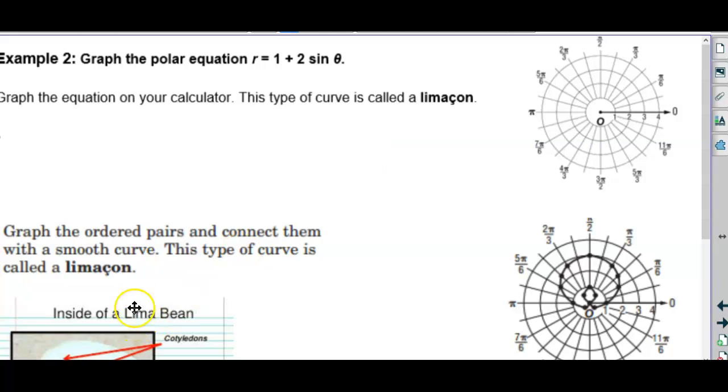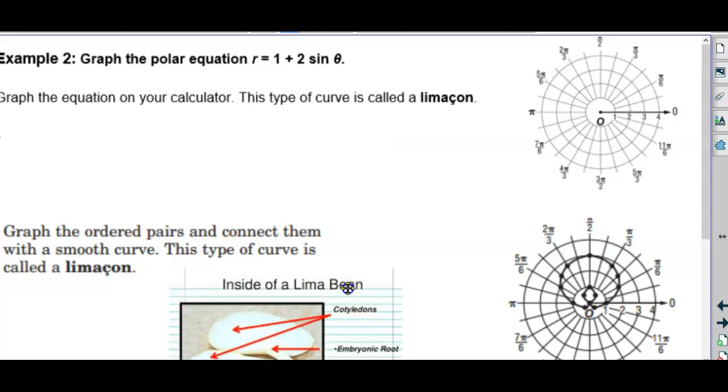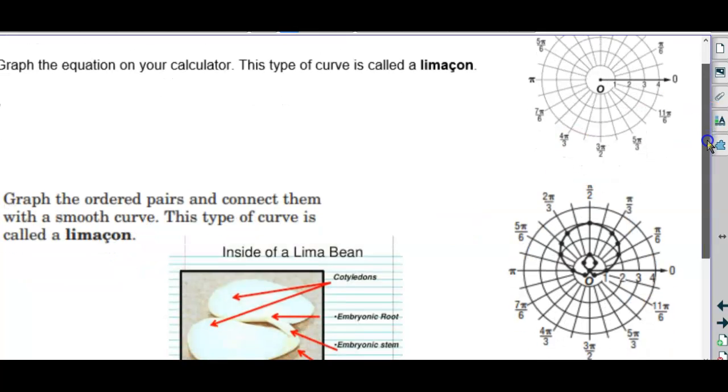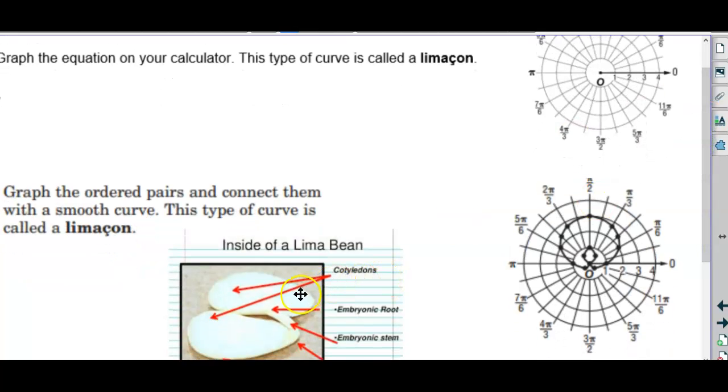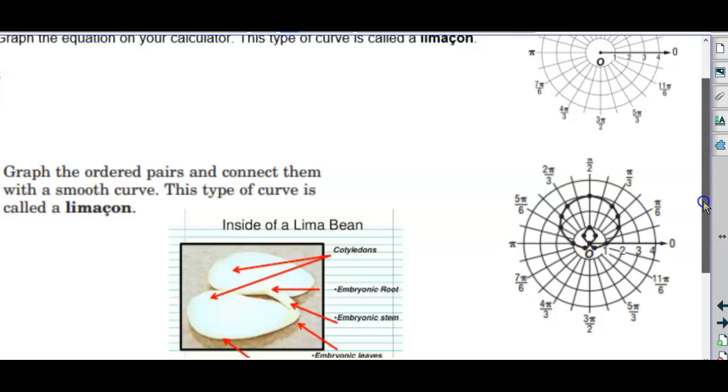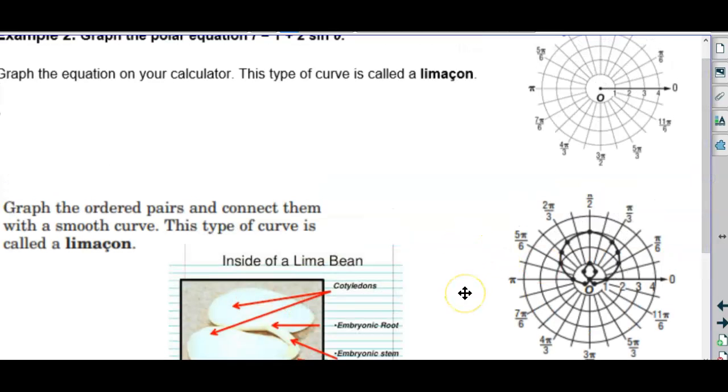There is a pronunciation somewhere, maybe on one of the notes. I don't know. But it's French, and I'm probably saying it wrong, but I say limaçon. I think that's how you say it, limaçon. And I think of it like the inside of a lima bean. Lima bean to me. That's what that looks like. So anyway, that's just my little hint.